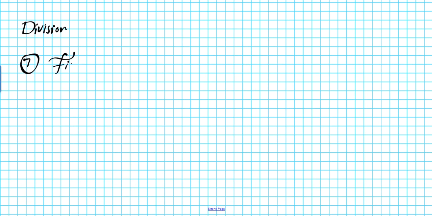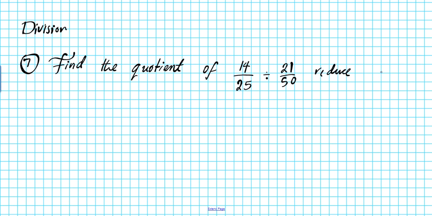So now what if we're to find the quotient of 14 over 25 divided by 21 over 50, and then we're to reduce completely. Okay, so 14 over 25 divided by 21 over 50 is a scenario where we are dividing two fractions. So, a proper fraction divided by a proper fraction.